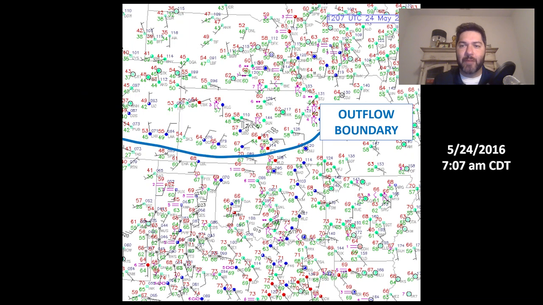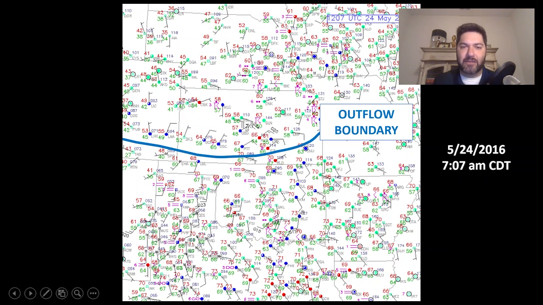Here's an example of an outflow boundary from 2016 that actually ended up producing quite an event. Some of you will recognize this. You can see it stretching from southeast Colorado to southwest Kansas to south central Kansas and on into Missouri. And this is at 7 a.m. Central Time. So what you notice here is that the temps on the north side of the boundary are pretty cool. So in the mid 60s with 60s dew points. So not terribly cold, but definitely something that you would need some modification for that to produce later in the day.